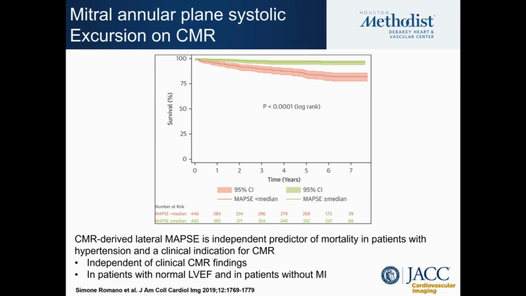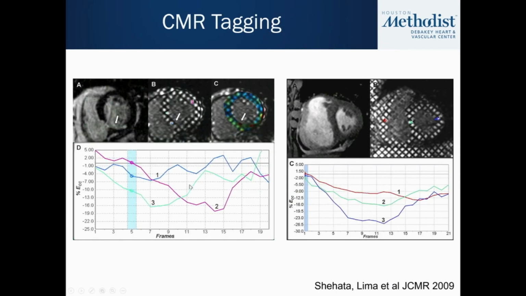This was a multicenter study that looked at folks who were referred for a clinical indication for CMR and had a history of hypertension. But it was also shown to be useful even in those with normal ejection fraction, no history of MI, so something to look into.